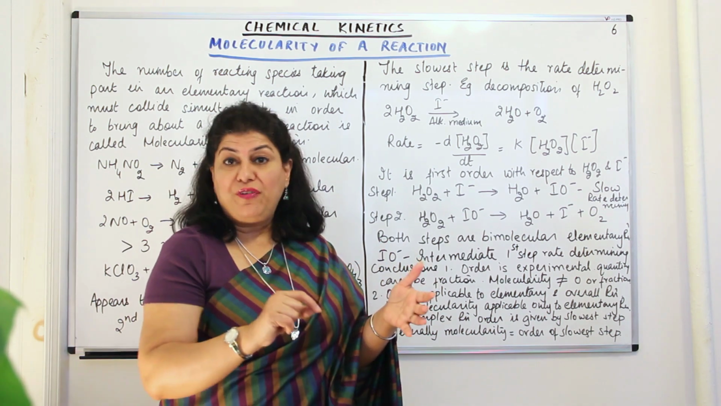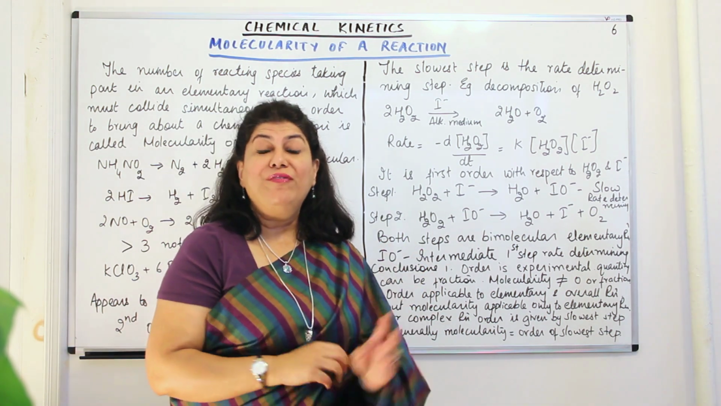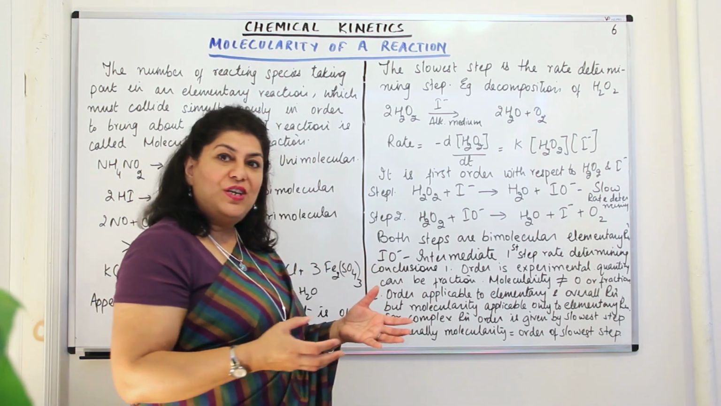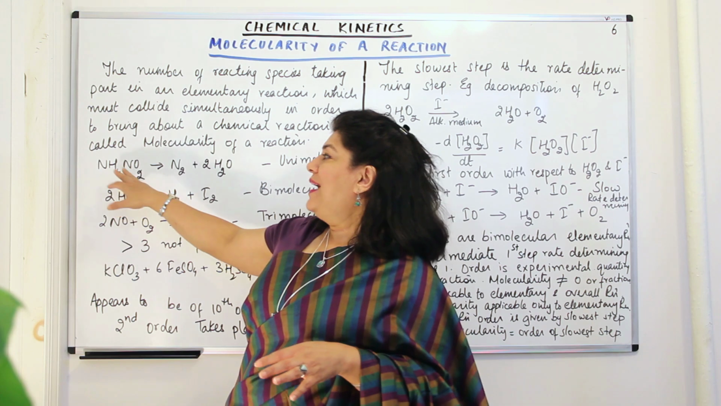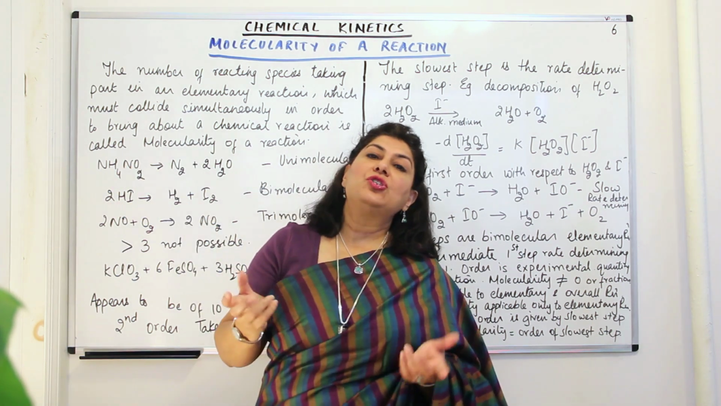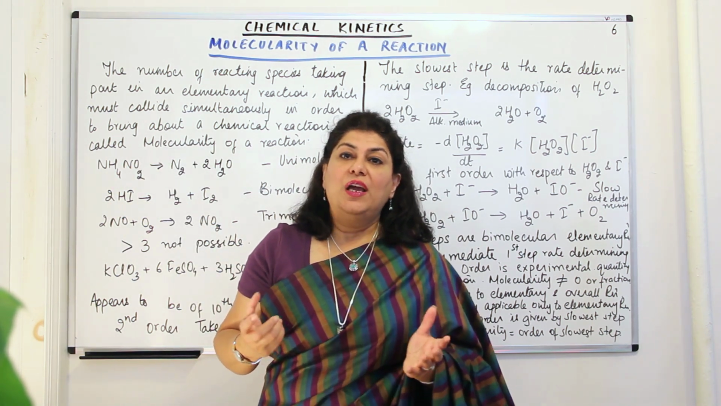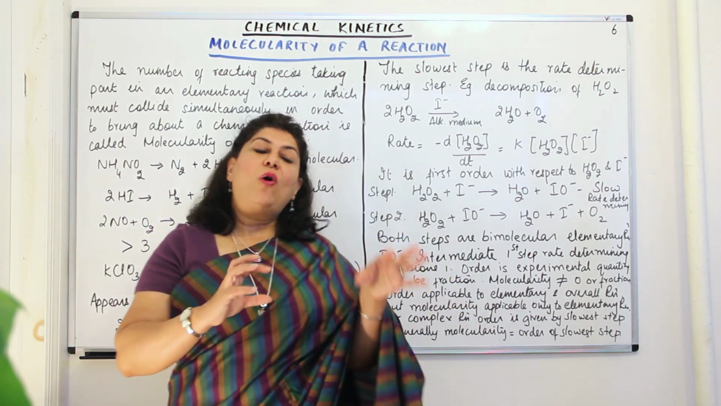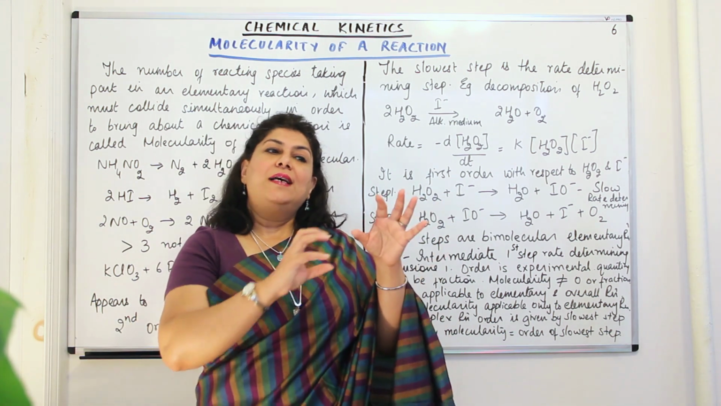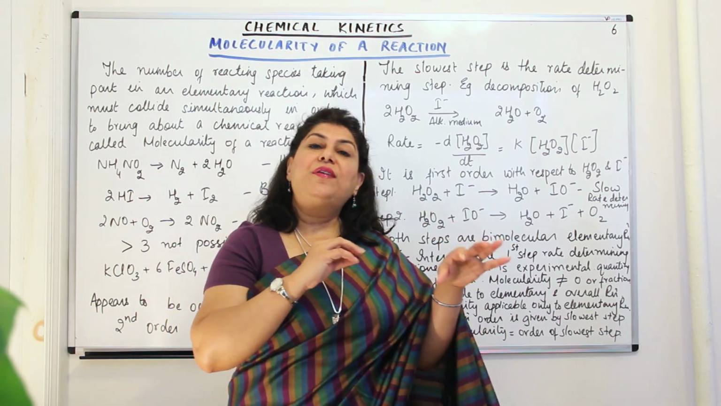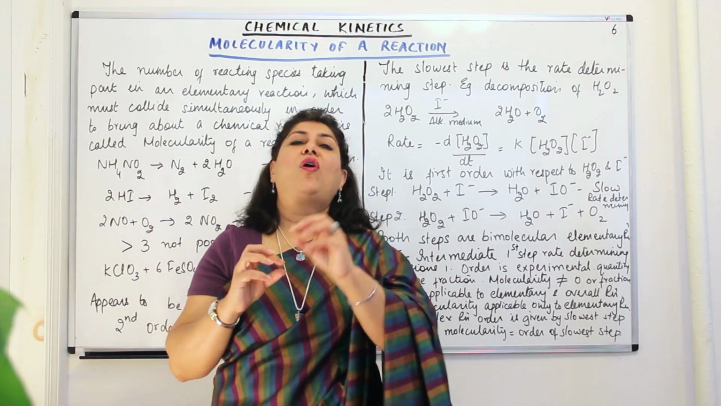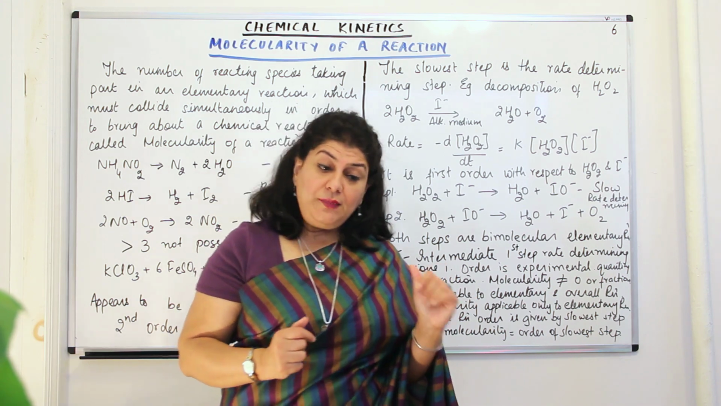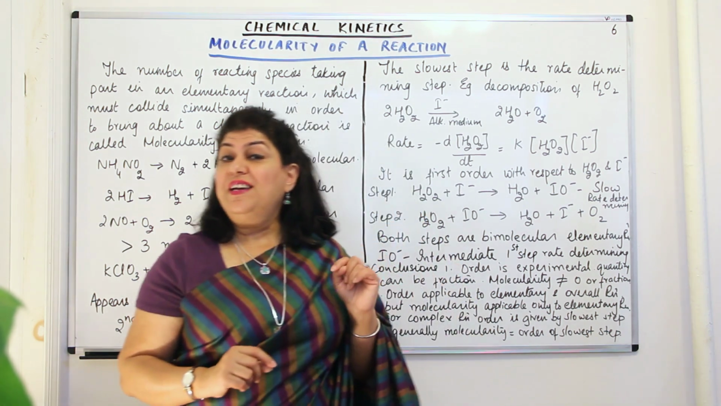It can be 1.5, it can be 2.5, it can be 0.5, it can be 0 also. But molecularity of a reaction, if you imagine a molecularity 0, it means there is no reactant, there is no reacting species. If there is no reacting species, how will the reaction take place? So when you have order of a reaction 0, it means that the rate of the reaction does not depend on the concentration of that particular reactant. So it can be a 0 order reaction. But molecularity can never be 0.